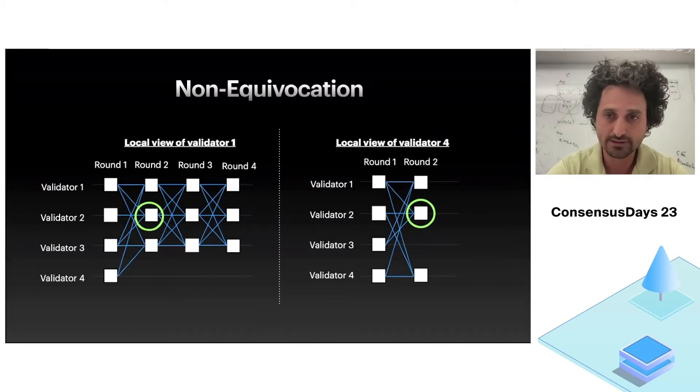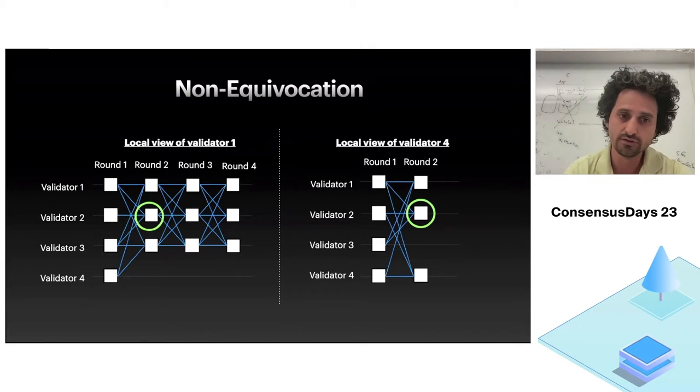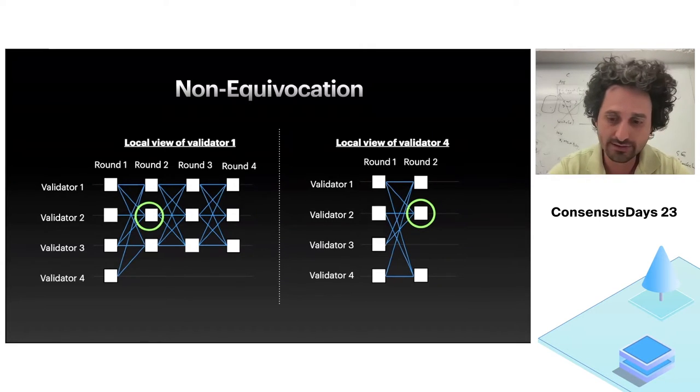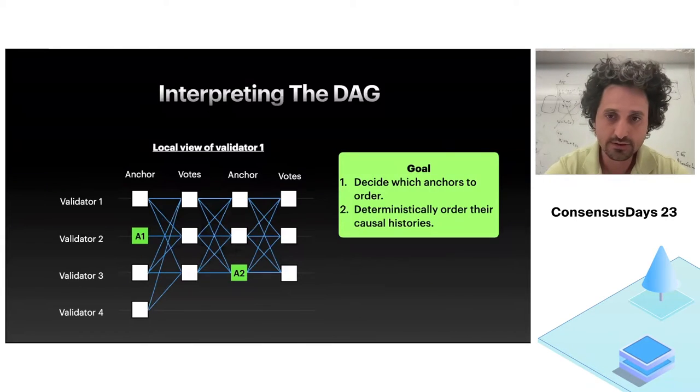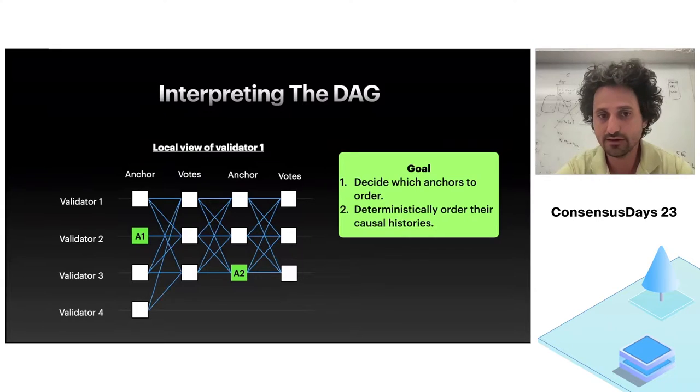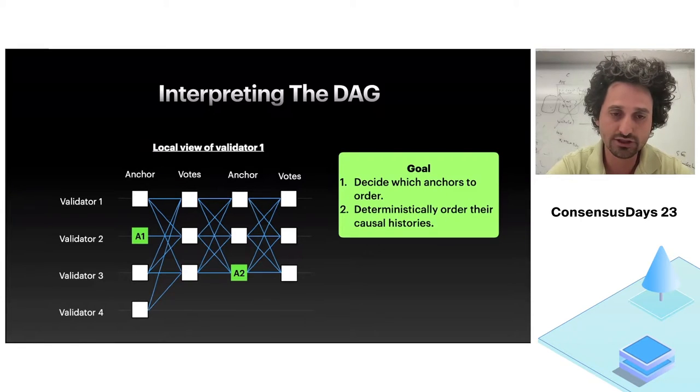So this is the non-equivocation, and we can think about it as a reliable broadcast. We can get it easily by just reliably broadcasting every node, and Narwhal has an efficient implementation of this. Okay. So now, as I said, we have this DAG, and this is a local view of validator 1, for example. With zero communication, validators don't need to talk to each other. They look at the DAG, and they're going to order it.